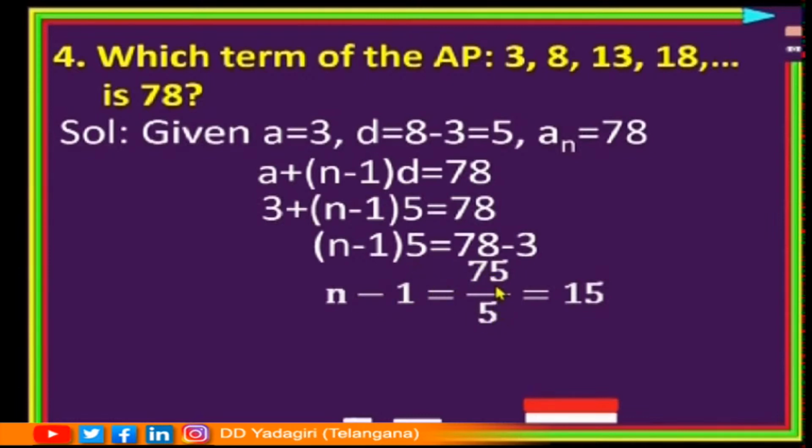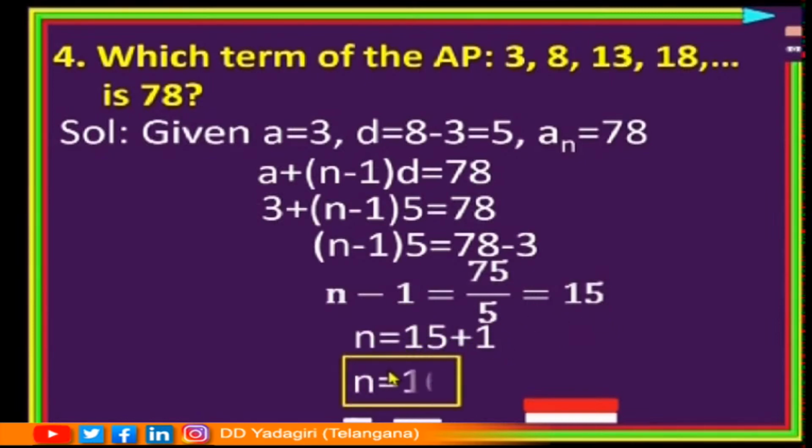What is the value of 75 by 5? That is 15. So as n minus 1 is equal to 15, bring minus 1 to the right hand side, you will get n is equal to 15 plus 1. So then n is equal to 16. Okay, so the 16th term is 78. So in the given question, the 16th term is 78.